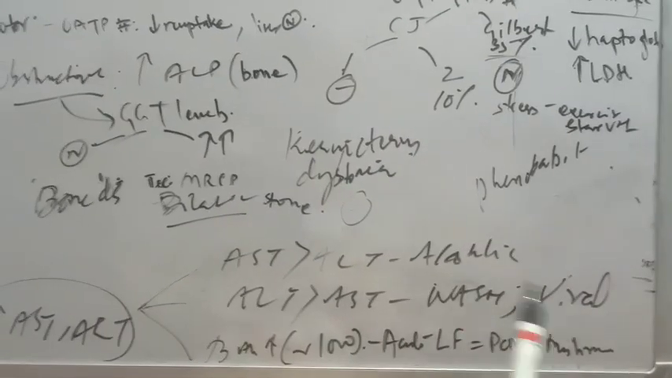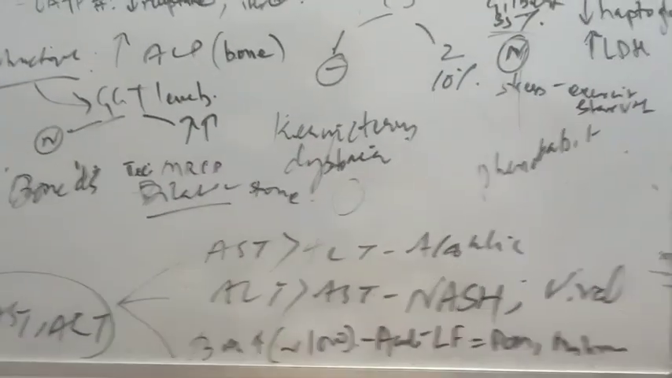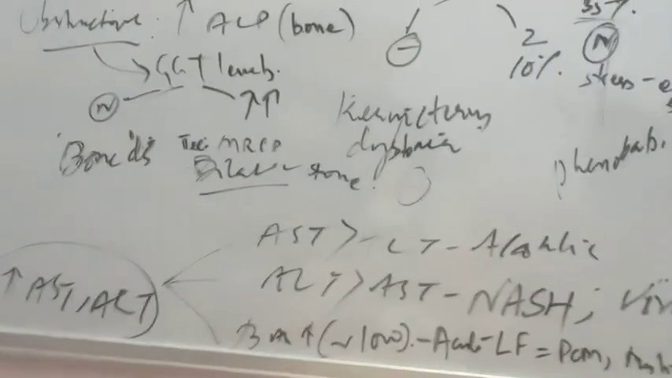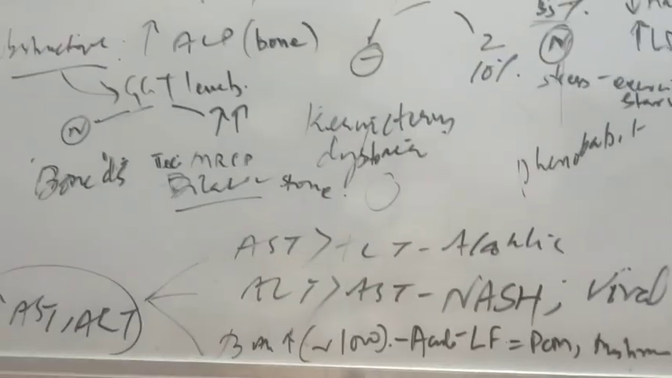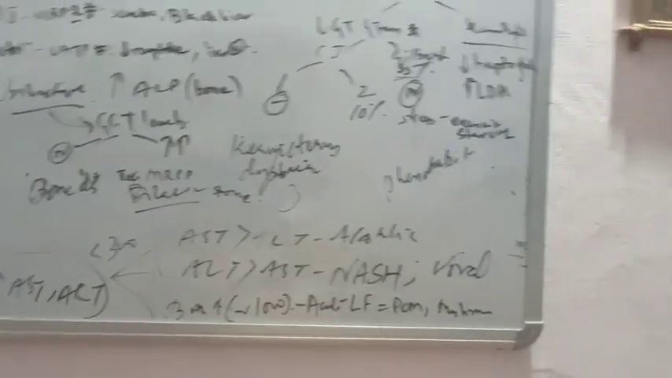The last scenario of conjugated hyperbilirubinemia is increased AST and ALT. In this case, AST more than ALT is alcoholic. ALT more than AST is NASH, non-alcoholic steatohepatitis, and viral hepatitis. If both increase to around 1000 or more, then it is acute liver failure like paracetamol poisoning, and mushroom toxicity can lead to this. In the other cases both are elevated too, but they will always be less than 300. Elevated but not so much. If too much elevated, then acute liver failure.